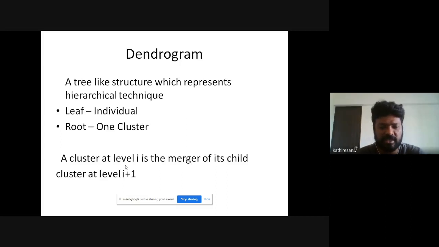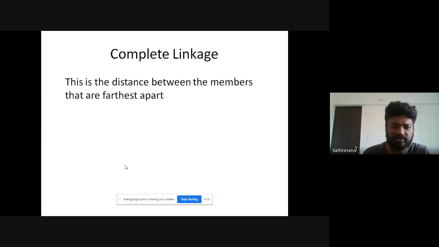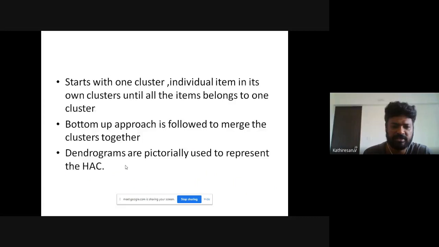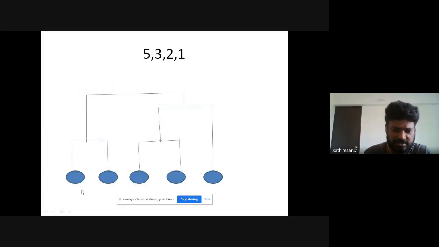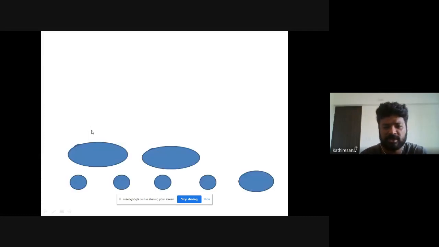A cluster at level i is the merger of clusters at level i plus 1. See here, consider this as level i, and this is level i plus 1. So level i is a combination of level i plus 1 clusters. That is how the cluster is formed.